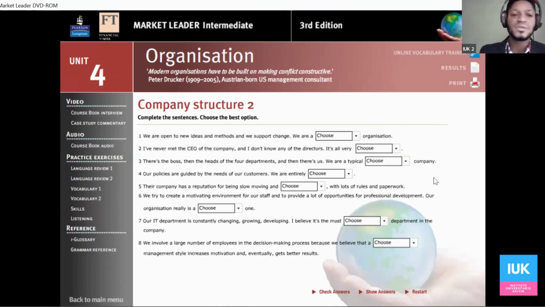3. There's the boss, then the heads of the 4 departments, and then there's us. We are a typical hierarchical company or decentralized company. So there's the boss, then the heads of the 4 departments, and then there's us. We are a typical decentralized company or hierarchical company.